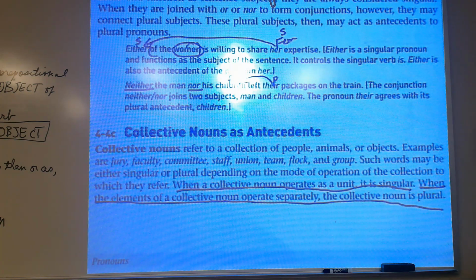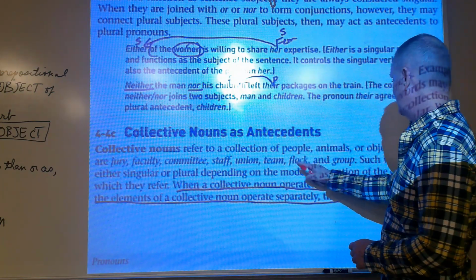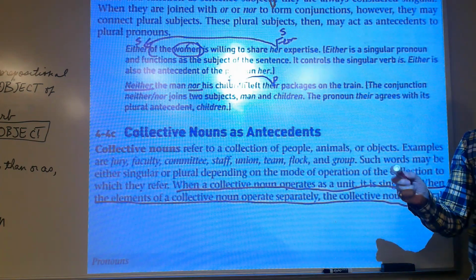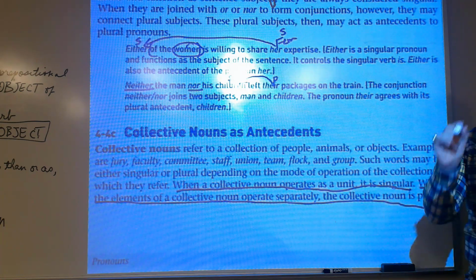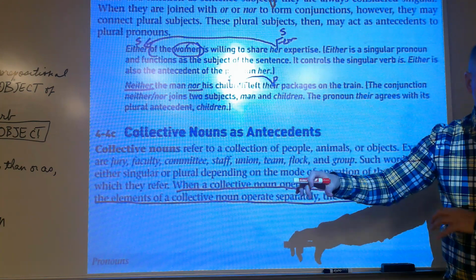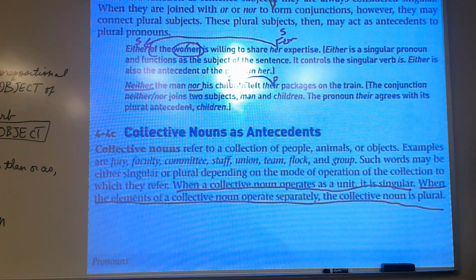Collective nouns, such as jury, faculty, committee, staff, union, team, flock, and group. Those are considered to be singular when they're acting as a collective group. But if they're arguing amongst themselves, or there's disruption where they're acting independently of one another, then you may use plurality. Let's look at an example of that on the next page.